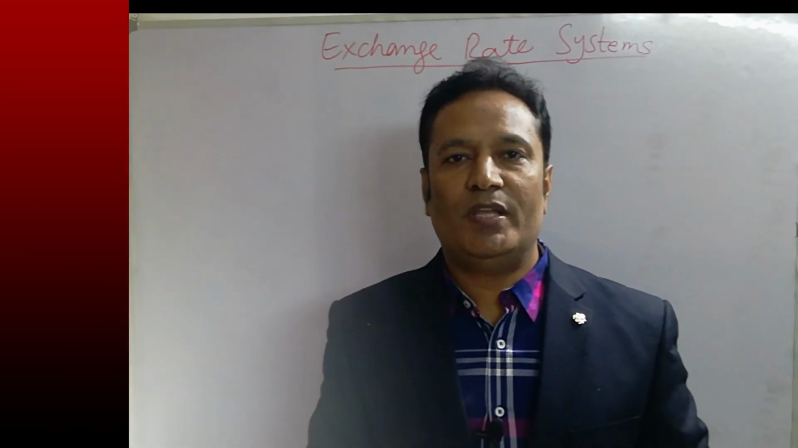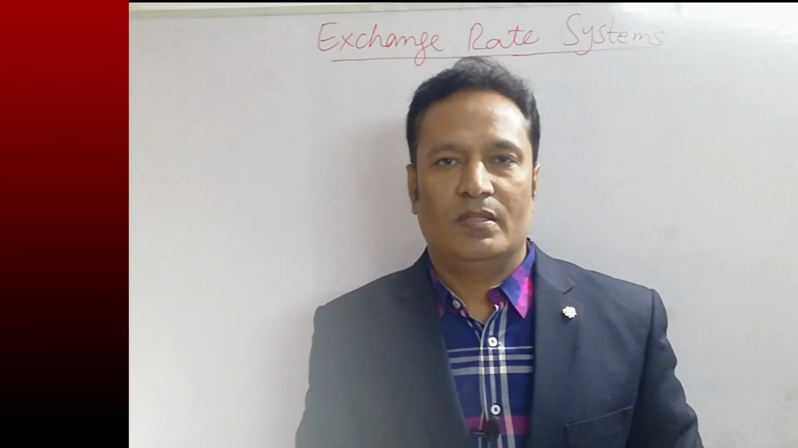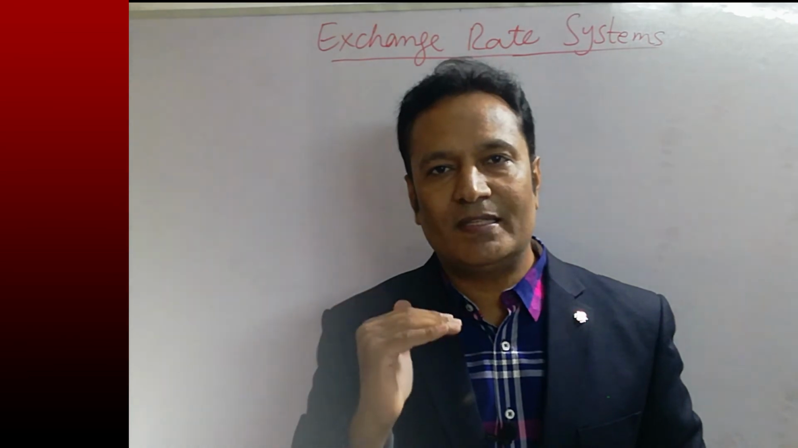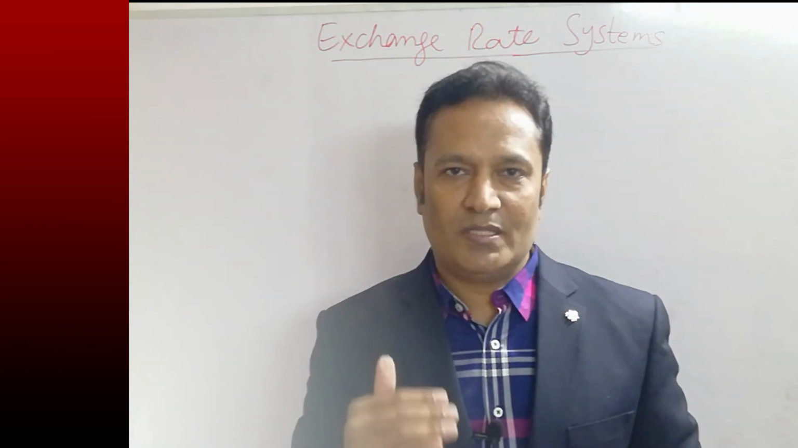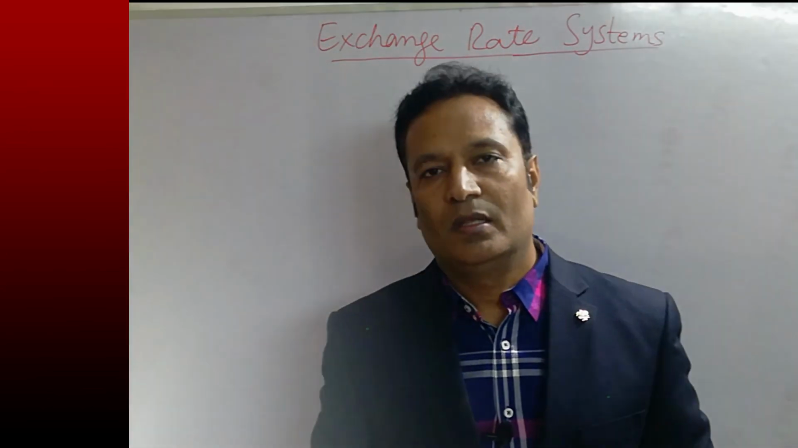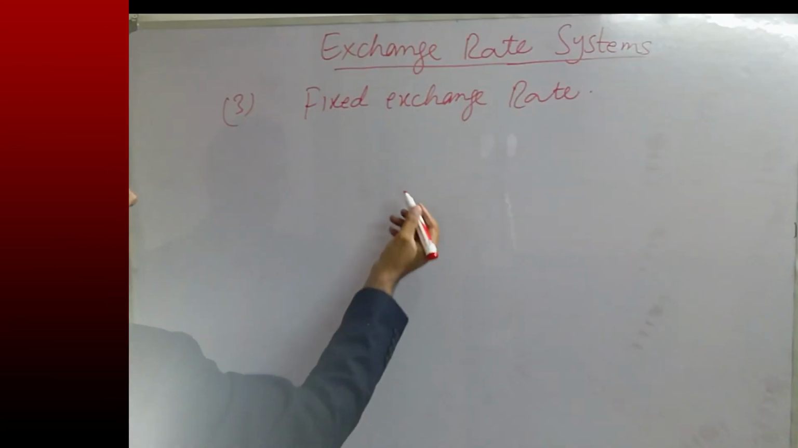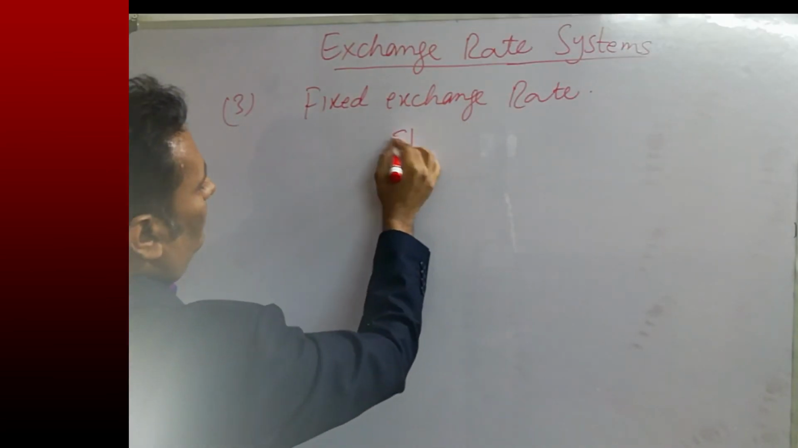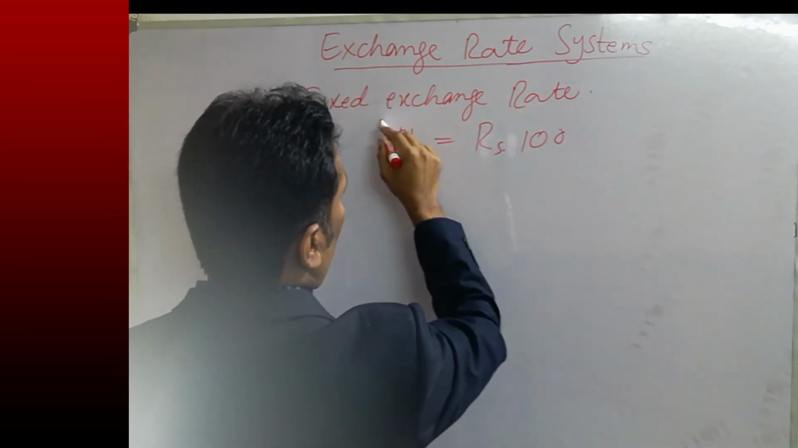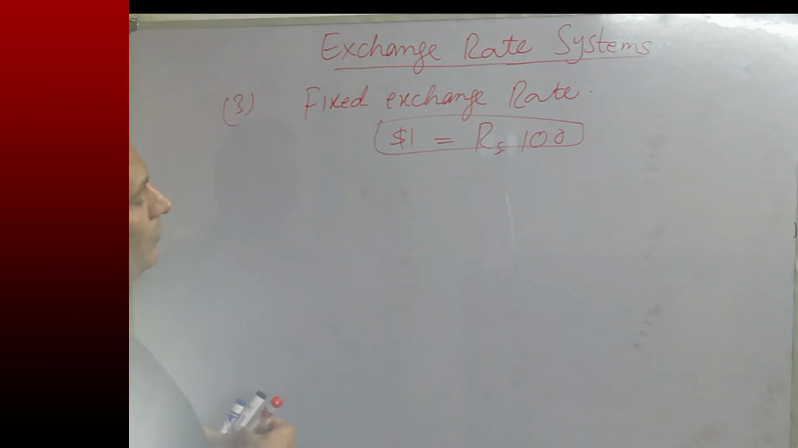And the last exchange rate system is fixed exchange rate system. In fixed exchange rate system, central bank of the country intervenes and keeps it at fixed level, and it cannot change, it cannot go above or below that certain amount of exchange rate. And we can see it graphically. For example, $1 is, let's say, 100 rupees, then it means it cannot go above 100 or it cannot go below 100 rupees.